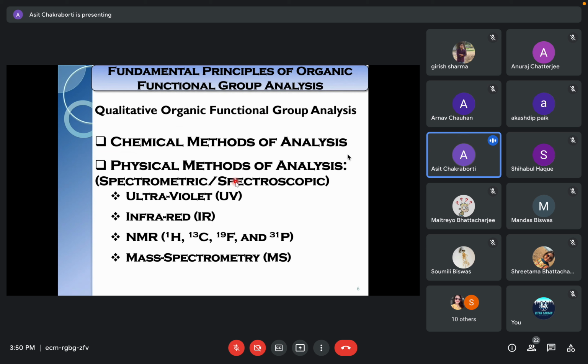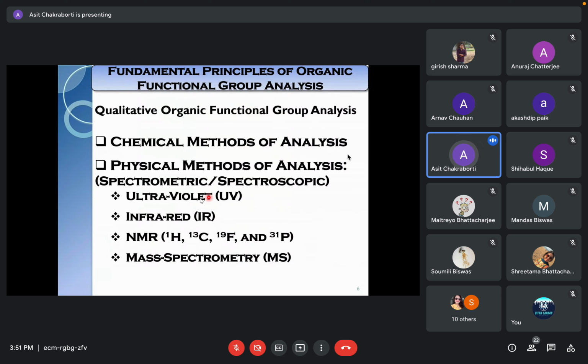Here also, there are chemical methods, which we are going to do in the laboratory, and physical methods of analysis, which are called spectrometric or spectroscopic methods. There are four techniques for that. Mass spectrometry, I'll see to what extent we can do. I understand that UV and IR have been covered, and to some extent proton NMR also, but whatever the essential requirement is, we'll try to discuss with you.